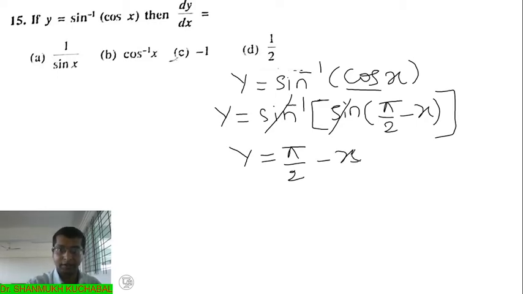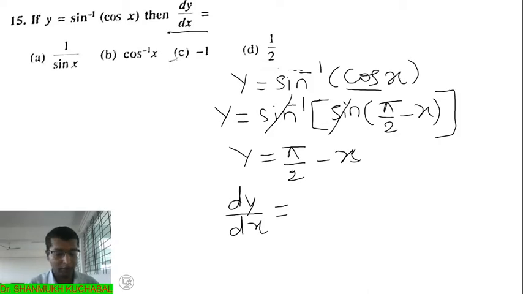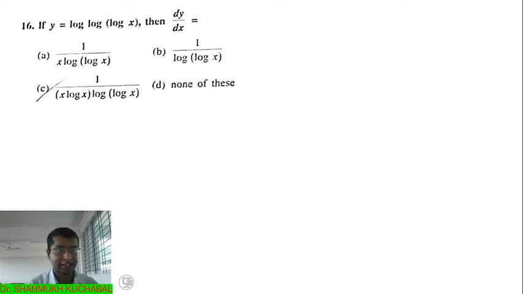Okay, so further, this is the y value, we need to find the differentiation of y with respect to x. So dy divided by dx equal to the differentiation of pi by 2, which is a constant, so differentiation is 0, minus the differentiation of x, which is 1. So 0 minus 1, the answer is minus 1. Therefore C is the right answer. So we move to our next example.